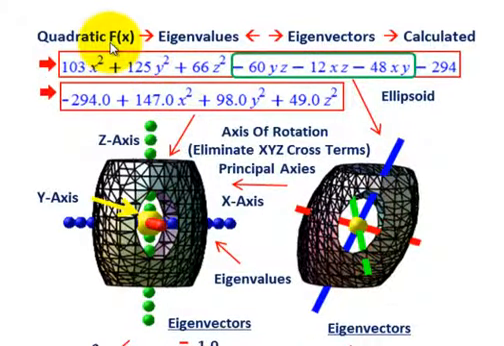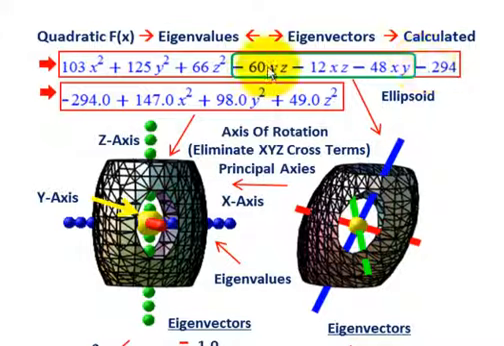What we're going to be looking at here is a quadratic function where we're going to be calculating the eigenvalues and eigenvectors. So we're going to start out with this quadratic function where we've got some x squared, y squared, and z terms times some coefficients. Along with it, we're going to have some cross terms, yz, xz, and xy. Then we have this lone term, minus 294.